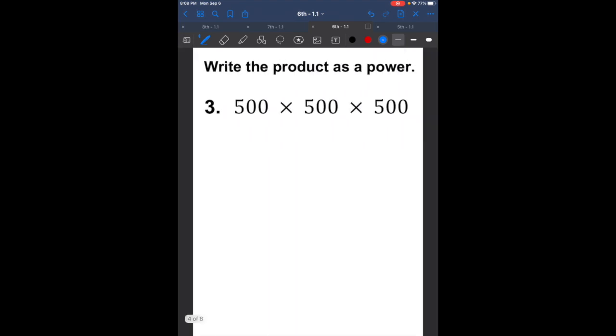Here we got another one. It says write the product as a power. So we know we have 500, and let's see how many we got. We got 1, 2, 3, so that's going to be 500 to the 3rd power. There's no answer. It doesn't say find the value. It doesn't say answer. It just says write the product as a power. Product means multiplication. So we have 500 to the 3rd power. Alright, let's move on to question number 4.